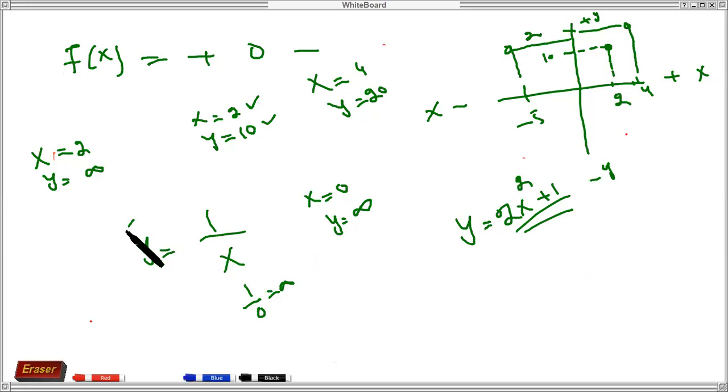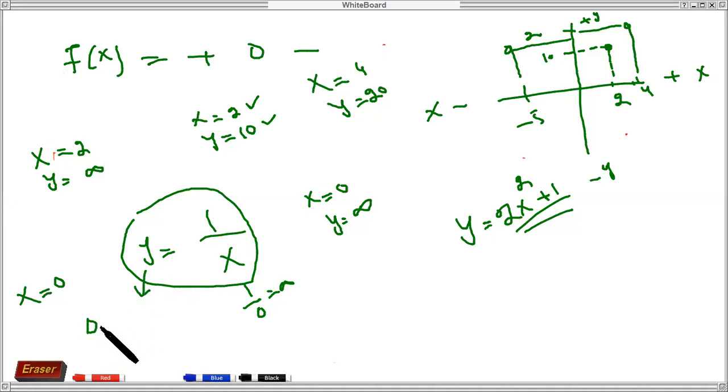For this function, you cannot give zero value. All values are possible, but zero is not possible, because when you give zero, this will give you infinity. So for this function, what is the domain? You can say from minus infinity up to minus 1, because 0 is not possible, or you can say from 1 to plus infinity.